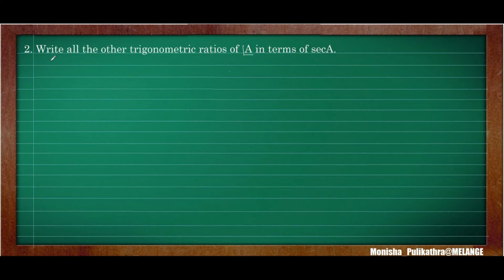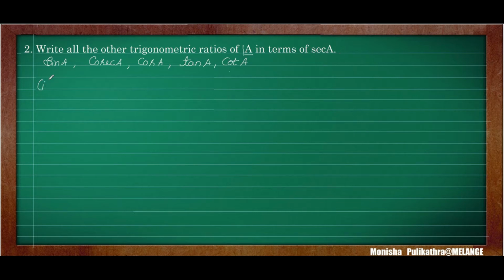So let us write all the trigonometric ratios. That is sin A, cosecant A, cos A, secant A. We have to make the formula in the form of secant A, so I will not be writing it. So next, tan A and cot A. Okay, so we have to write the formulas for all these trigonometric ratios in terms of secant A.